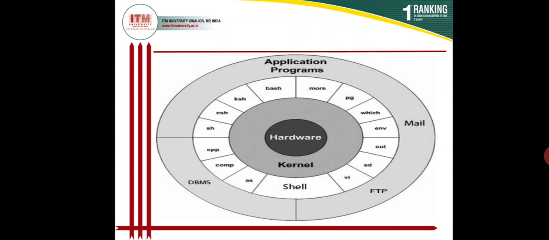If we look at the diagram here, it is divided into layers. The innermost layer is the hardware, then after that we have the kernel, then the shell, and the outermost layer is the application programs. In this way the Unix structure has been divided. At the center of the diagram we have the hardware, and that provides the operating system with its basic services.